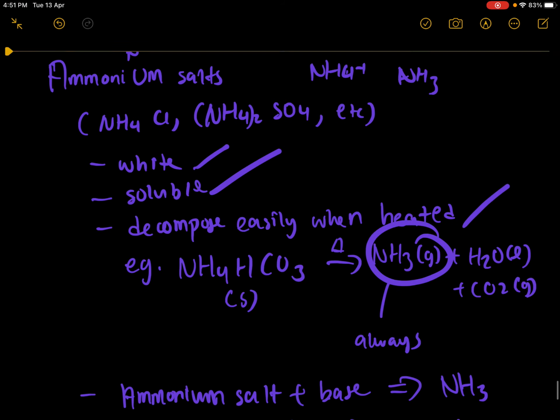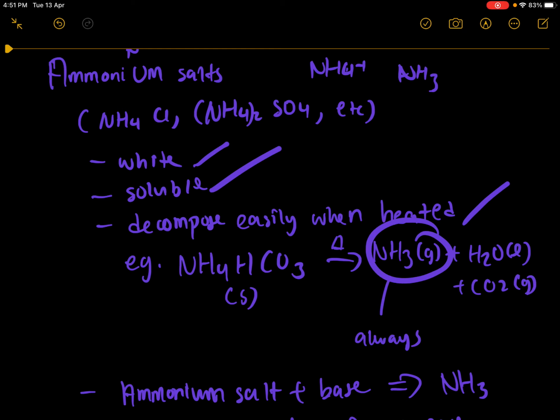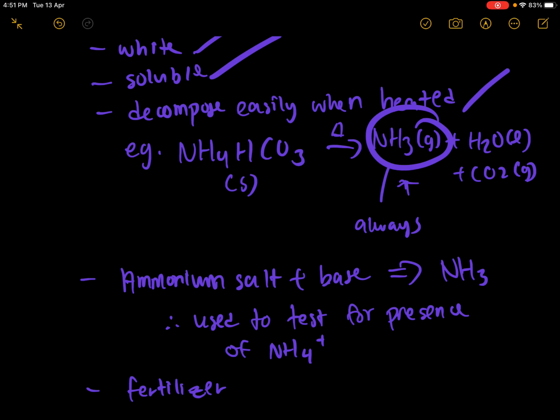So for example, if you were to decompose NH4HCO3, you will always get ammonia gas and some extra products. In this case, it's water and carbon dioxide. But the main product of decomposition of ammonium salts is going to be ammonia gas. I believe we just mentioned it just now. And then ammonium salt plus base will always produce ammonia gas. So there's two ways to gain ammonia gas: decomposing ammonium salts or reacting it with a base.